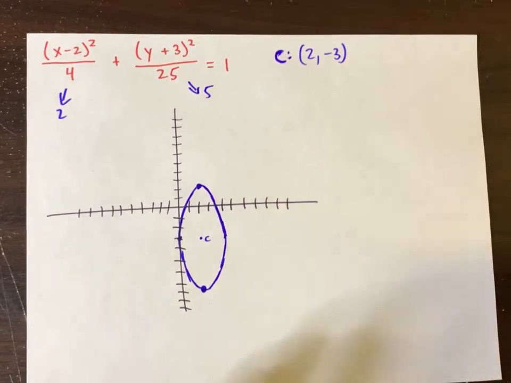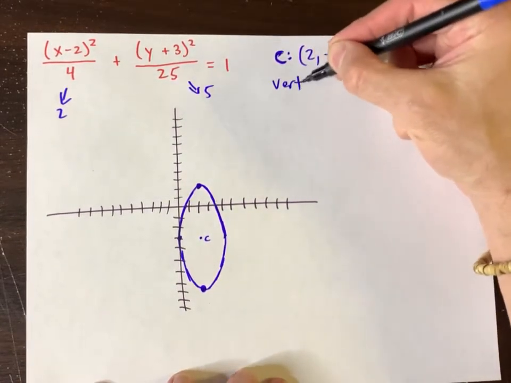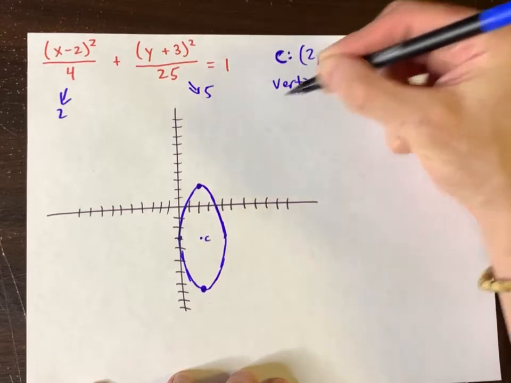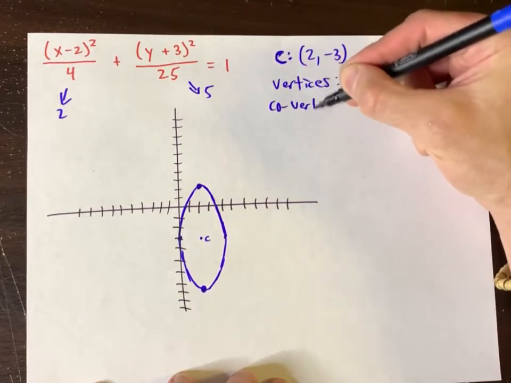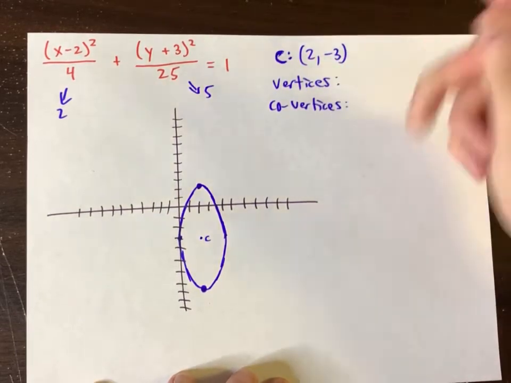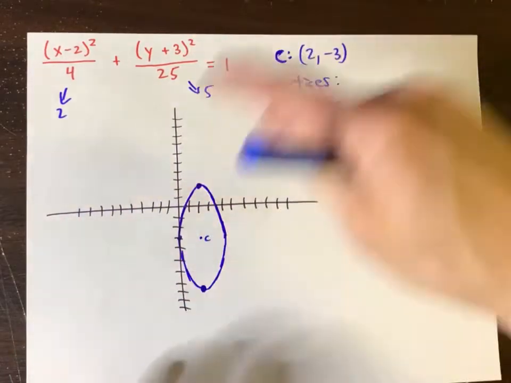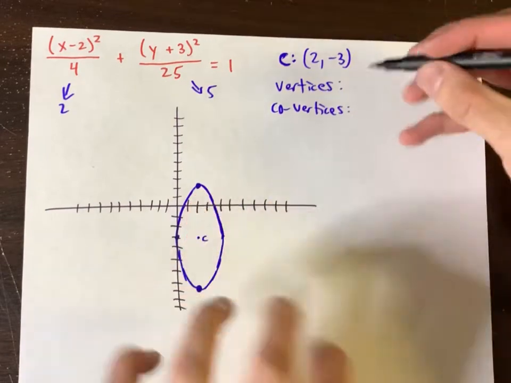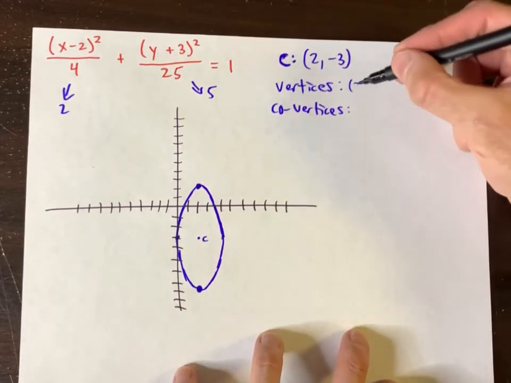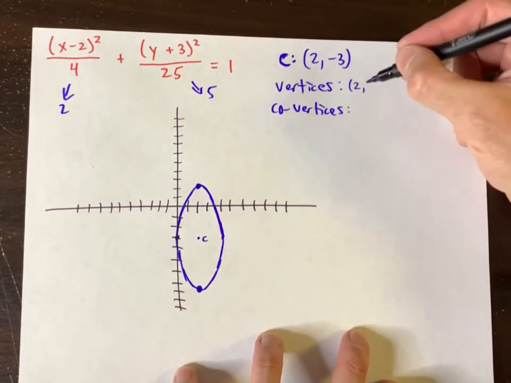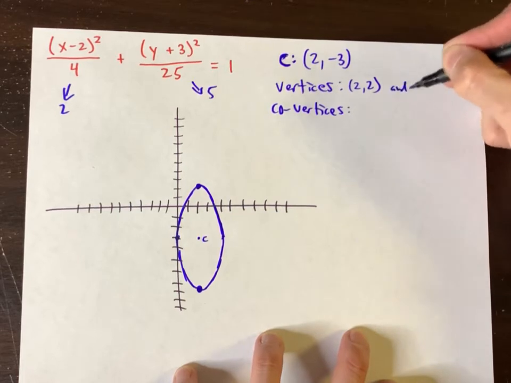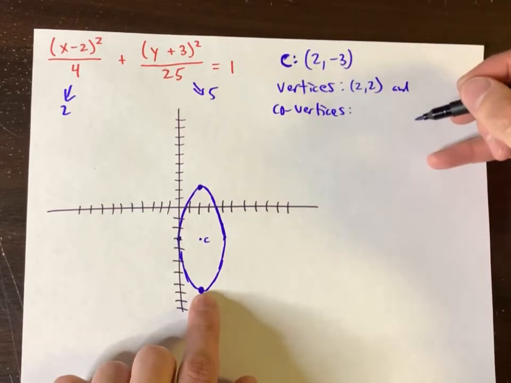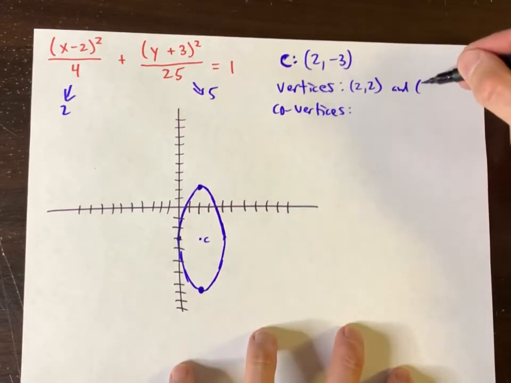But let's say that we want a few more things. The vertices versus the co-vertices. The vertices are always along the major axis. This is the major axis because it's more up and down. Now the coordinates there, if you just count on some graph paper, should be (2, 2), and the other one should be at (2, -8), it looks like.